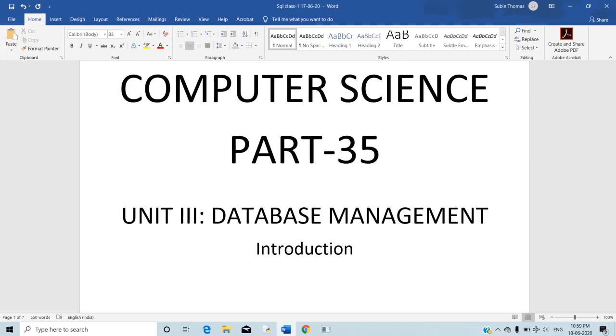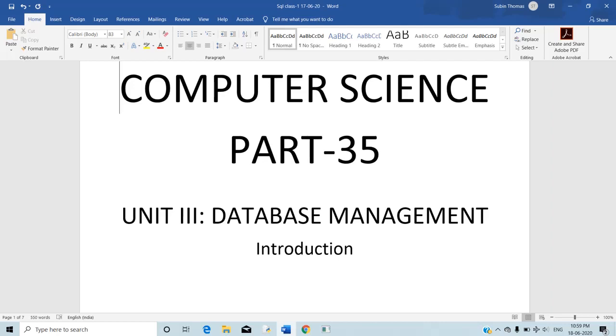That is Unit 3, Database Management. Under this chapter, we are going to study SQL, different SQL commands or SQL queries, and different types of functions that are used in SQL.